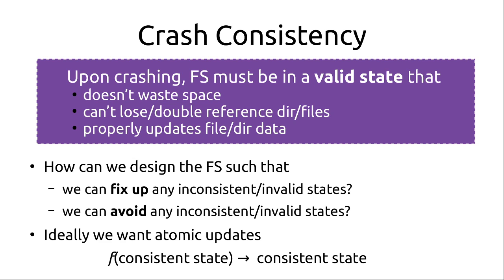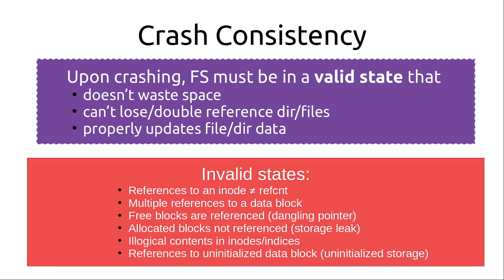Okay, I talked about a lot of valid or invalid states here. I want to just, again, give some examples of invalid states for a file system. This could be that the references to an inode do not match the reference count. It could be that you have multiple references to a data block, two files containing the same data block. That doesn't make any sense.